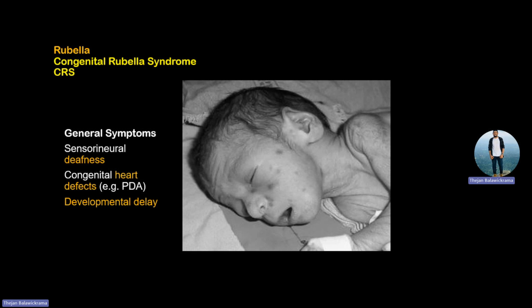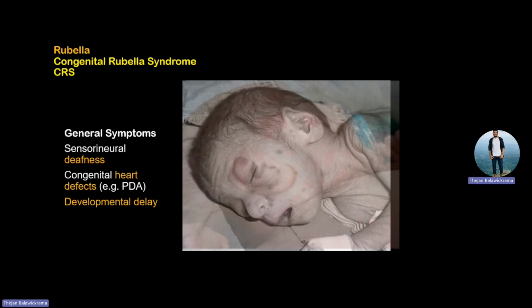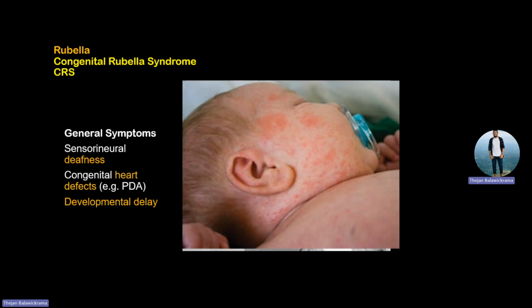Rubella, have you heard of the thing called German measles? German measles has a characteristic rash, and it's like this. The rash is like that. Once you see that type of rash, you always think of rubella. But now this is very rare because they are giving vaccination for it. So they can develop deafness. The heart defects will be there, and there is developmental delay.